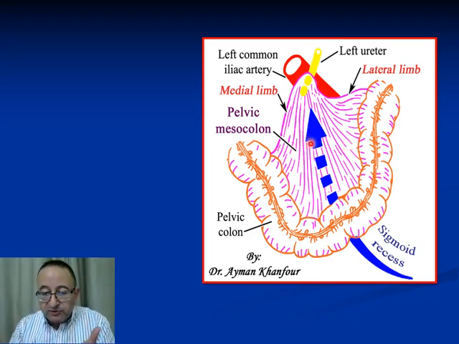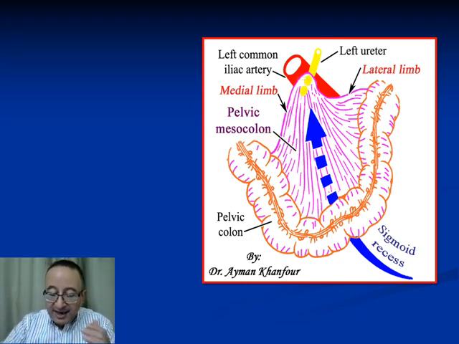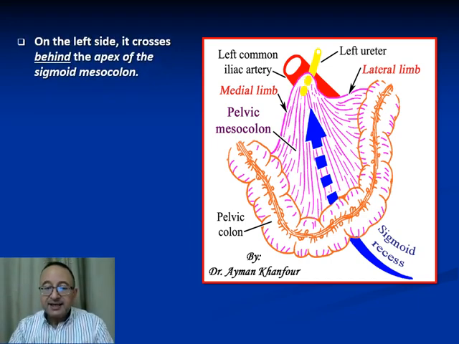There is a fold of peritoneum that holds the sigmoid mesocolon. It is called the sigmoid mesocolon or pelvic mesocolon. This part of it is called the apex. So, in addition, on the left side, it passes behind the apex of the sigmoid mesocolon or pelvic mesocolon.